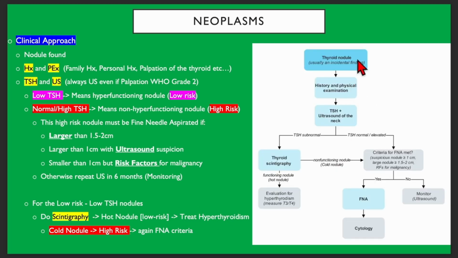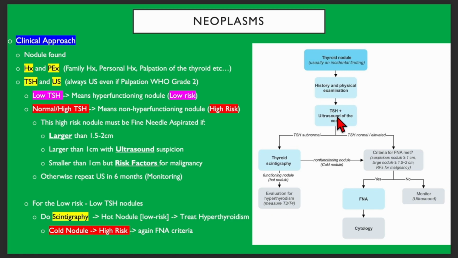And here are the steps. You found the nodule, do your exam, your history, your TSH, your ultrasound. If the TSH is low, then it's low risk. We have to do scintigraphy. If it's a hot nodule, then it's hyperthyroidism. So this is the path we would like to go with the nodules to avoid cancer.